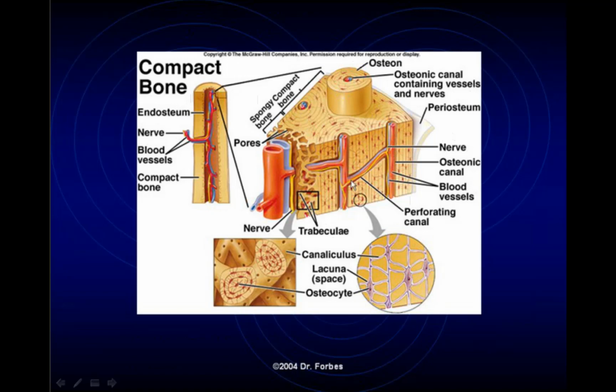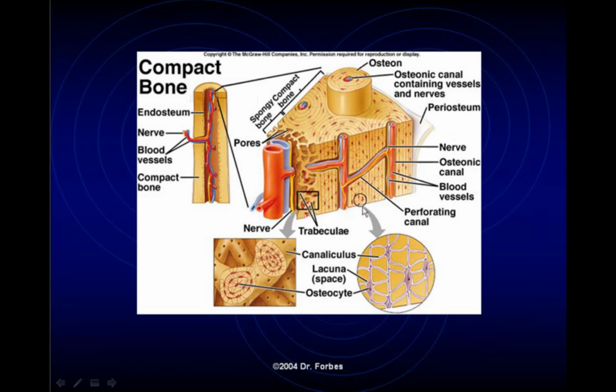But they have to move horizontally also. So these canals that perforate through the bone that allow the blood vessels and nerves to connect with each other, that's called the perforating canal. You can once again over here see the periosteum. Okay, now we'll come back and take a look at this in just a second in a scanning electron micrograph. But before we do that, let's look at the illustration.